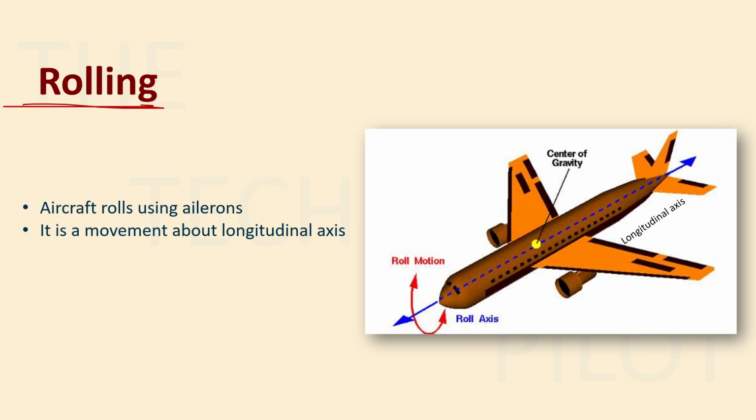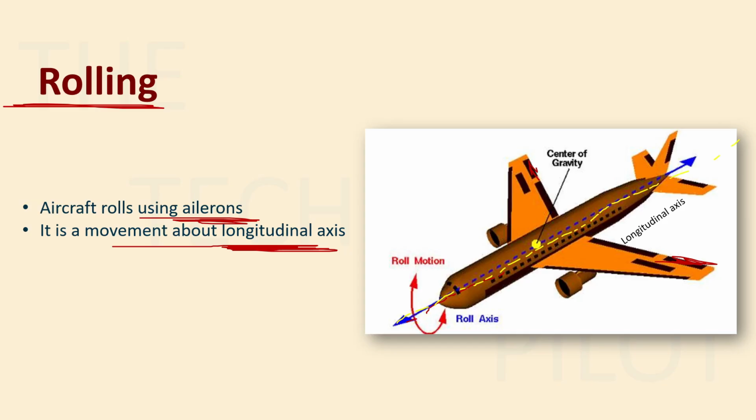Then we have rolling movement. So what is a rolling movement? Rolling movement is done using ailerons. So these are your ailerons at the wings, right? And it is a movement about longitudinal axis. All right. So rolling is a movement about longitudinal axis. And this again is your longitudinal axis. This purplish line that you're seeing here is your longitudinal axis.